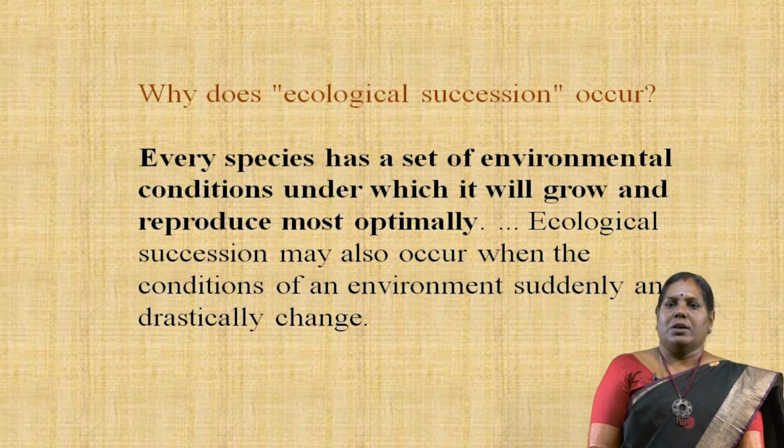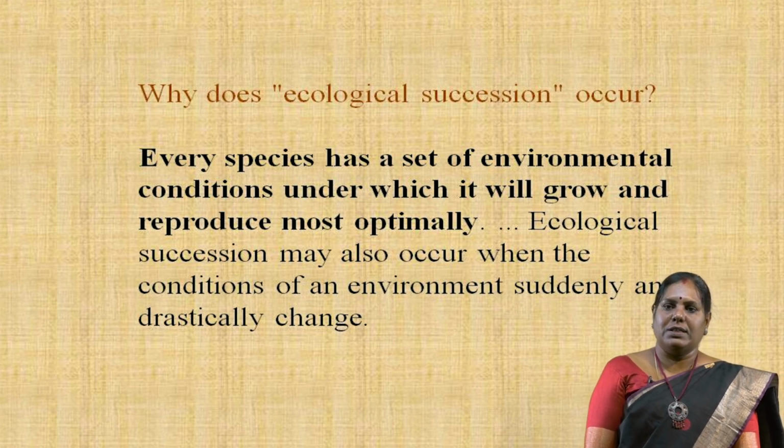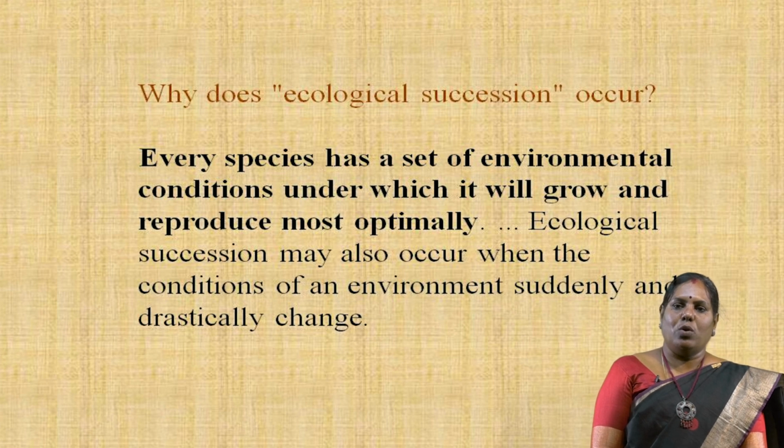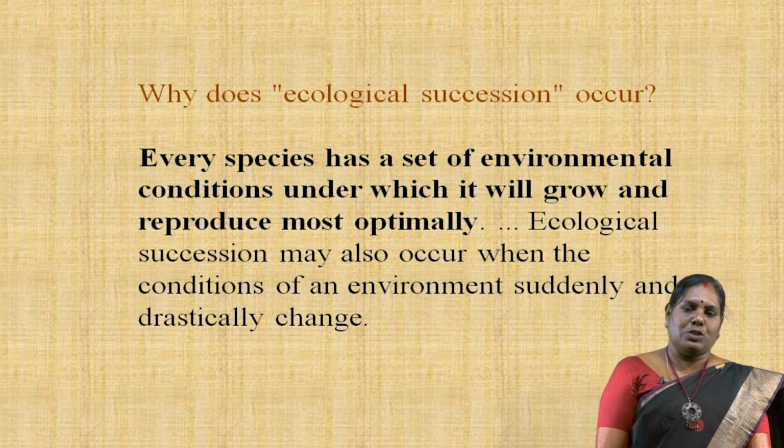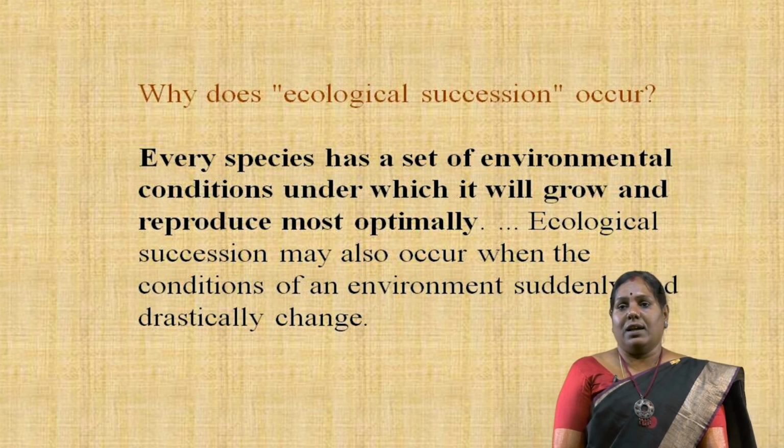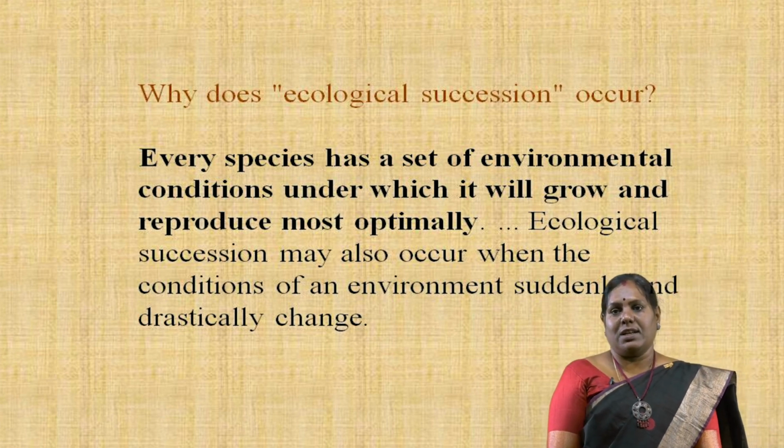Next one is why does ecological succession occur? What is the reason for this? Every species has a set of environmental conditions under which it will grow and reproduce most optimally. So, ecological succession may also occur when the conditions of an environment suddenly and drastically change. That is the reason ecological succession occurs.